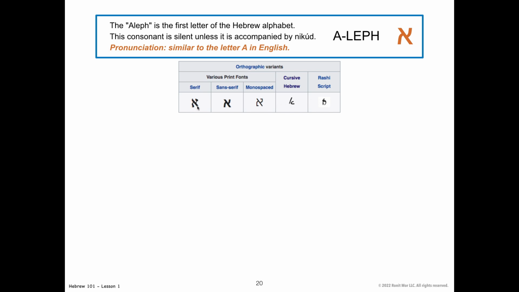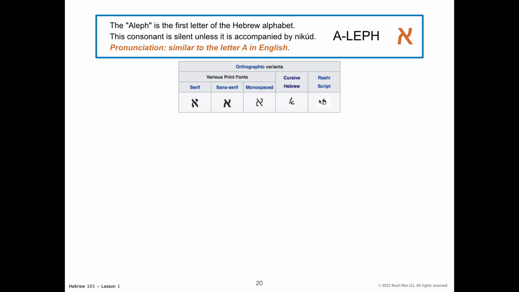This is how usually you will see it in the Bible, very embellished. The letters in the Bible are really beautiful. This is how you will see it in modern Hebrew, a little bit less embellished. Then this is cursive Hebrew. It really doesn't look anything like Aleph, but that's how we write it in cursive Hebrew.